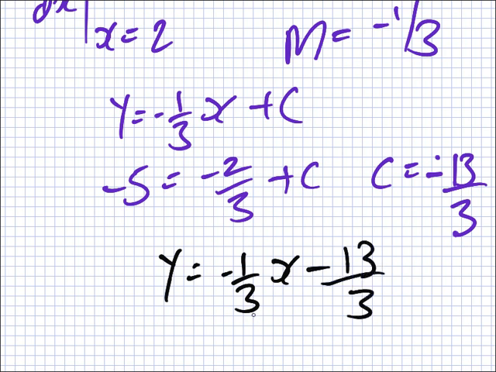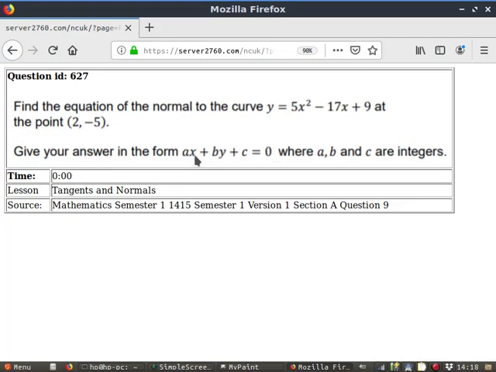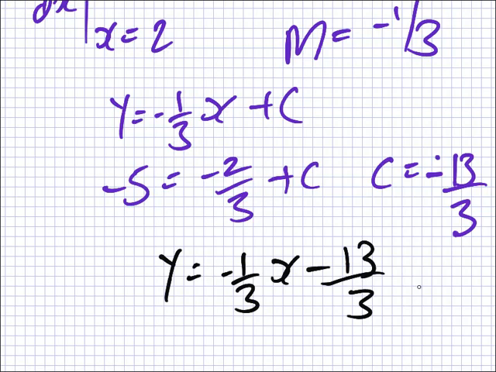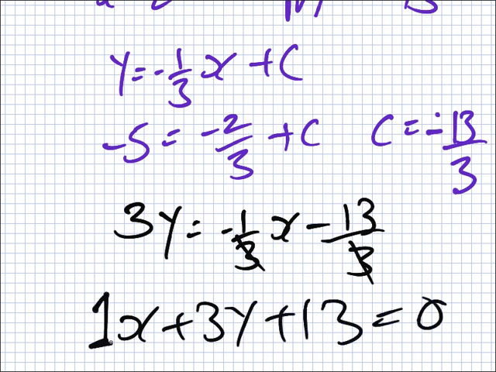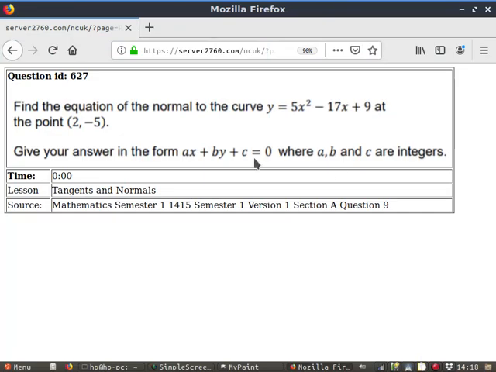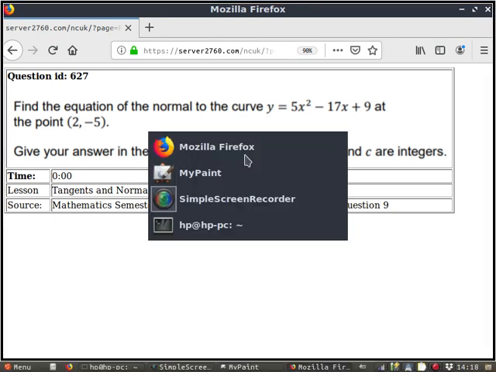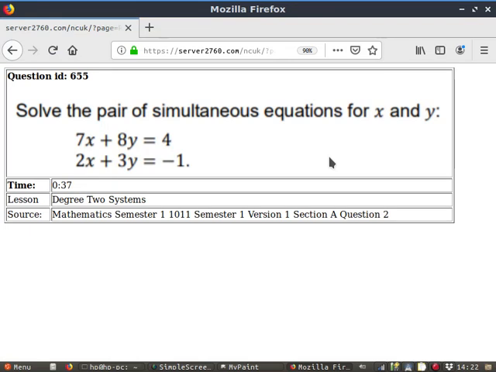So, what do I need to do at the end here if I want it in this form? Multiply by 3. Cancel. And that's x plus 3y plus 13 equals 0, or explicitly 1x plus 3y plus 13 equals 0. That one okay? They very clearly want the answer in this form here. Alright, let's continue. You can always check by substituting.